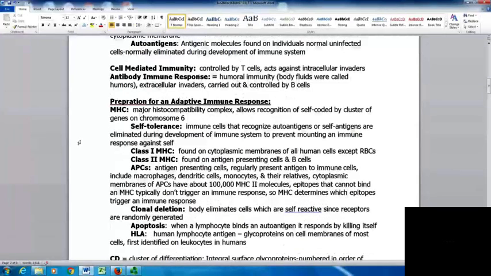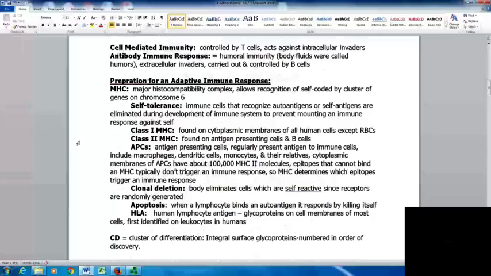So in preparing for an adaptive immune response, the MHC is important. This is your major histocompatibility complex that allows for recognition of things that are self, coded by a cluster of genes on chromosome 6. Self-tolerance means that immune cells that would recognize autoantigens or self-antigens are going to get eliminated during the development of the immune system so that you don't mount an immune response against self cells. There's two classes of the MHC here.